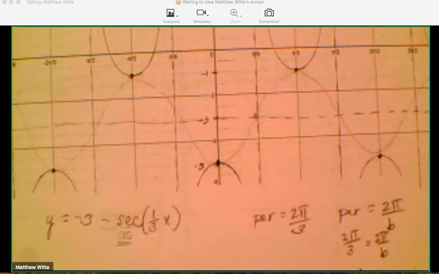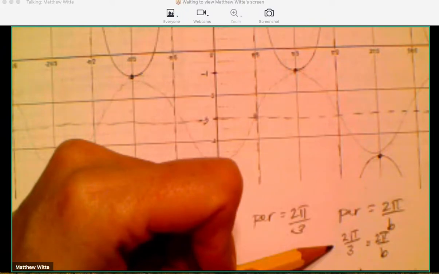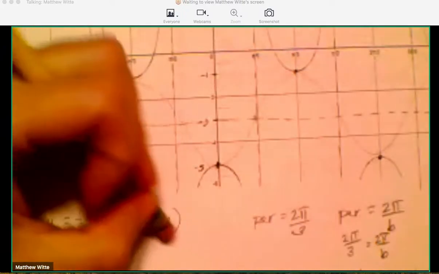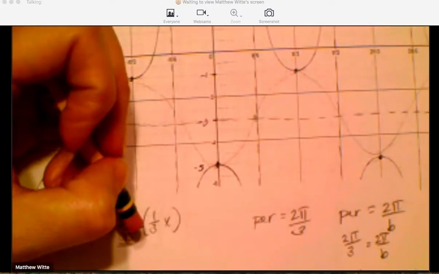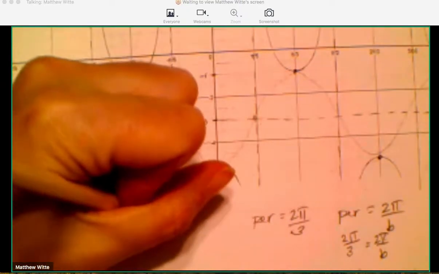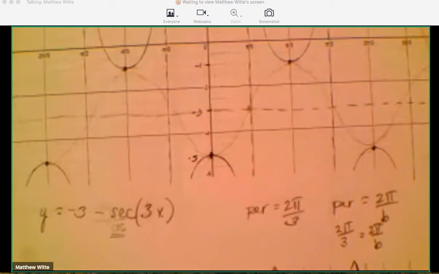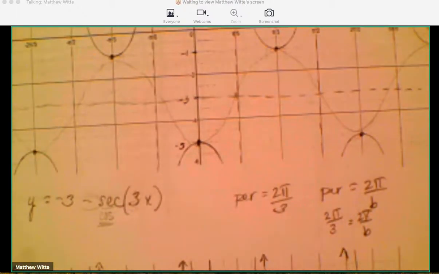Is B 3? Did I mess up on multiplying? B is 3, because it's 1/3 of the period. Yes, thank you. B is 3. Sorry about that. I didn't really cross multiply, so I should have.